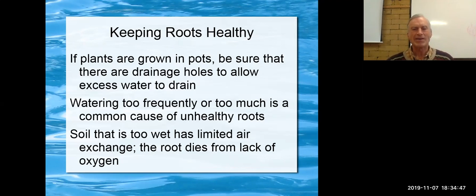Soil that's too wet has limited air exchange. And yesterday we learned that seeds need oxygen to germinate. Well, roots also need oxygen. Just like us, they need to breathe. And so if there's too much water in the soil, that limits the amount of air that's in the soil, and roots basically drown.